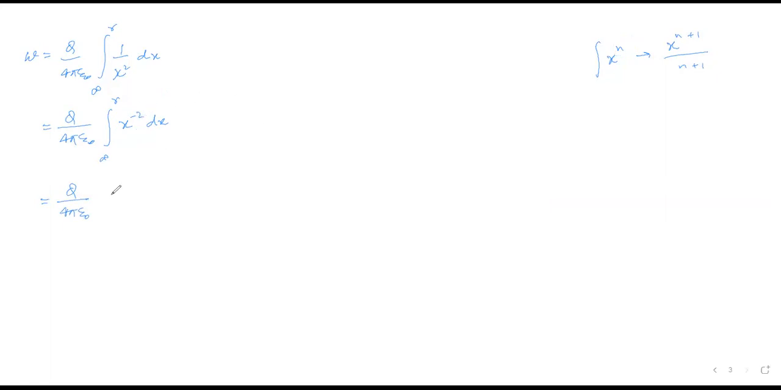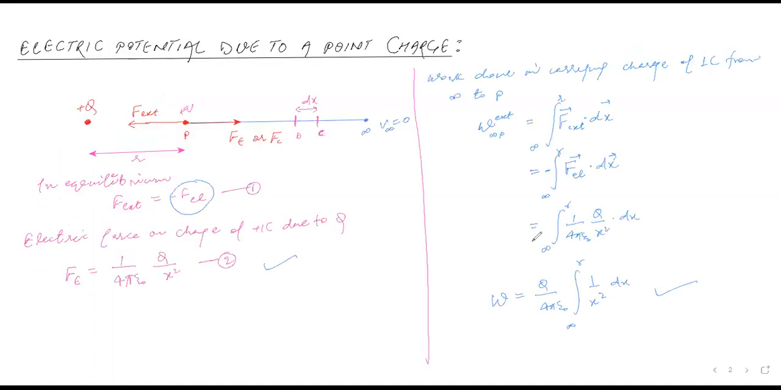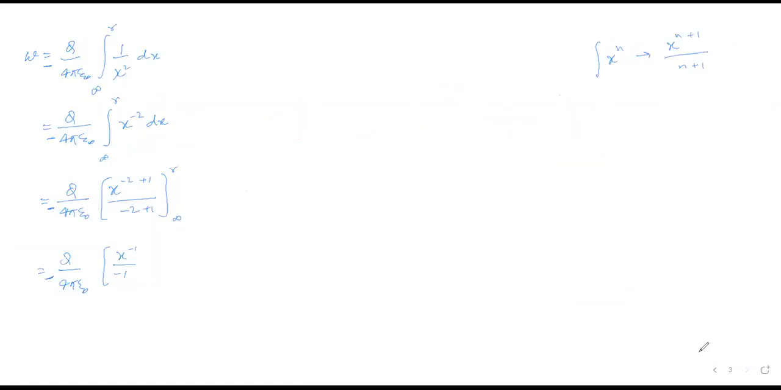So we can write x to the power minus 2 plus 1 over minus 2 plus 1, from infinite to R. You get Q over 4 pi epsilon naught, x to the power minus 1 over minus 1. There is also a minus 1, this is minus, this is minus, and again this minus and minus will be plus.